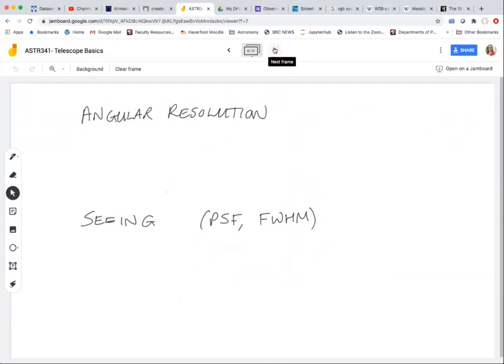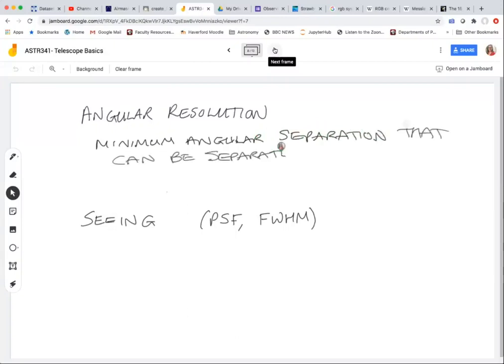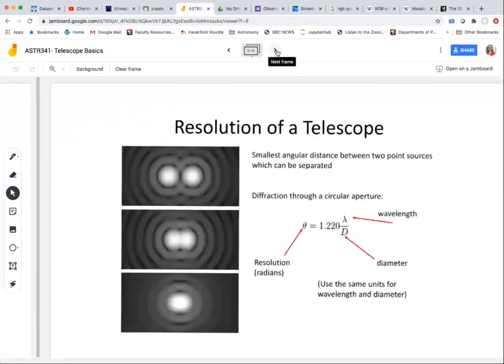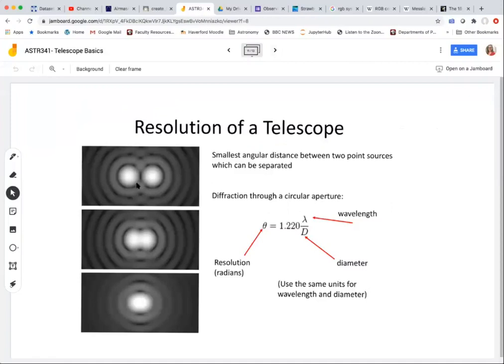Angular resolution is important too, though. So what's angular resolution? The minimum angular separation that you can distinguish. I have a picture on the next one. Yeah. So here are my 2 blobs, and as we move them closer together, they turn into a single blob. And this is the ultimate resolution of a telescope, set by the diffraction limit.